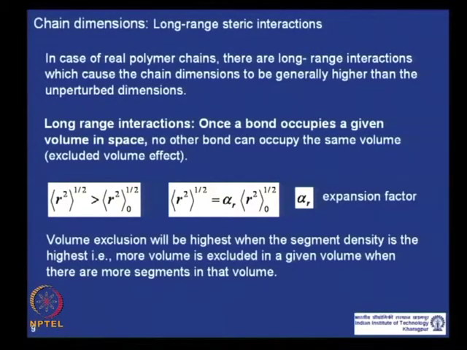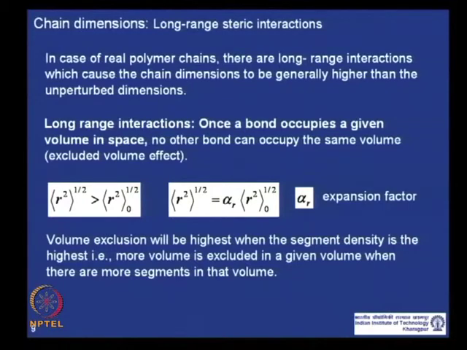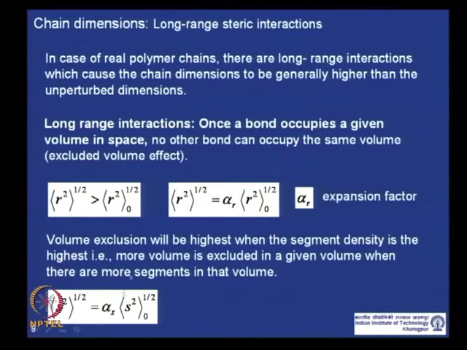Now, as you can think, the volume exclusion would be higher wherever the polymer chain density is much more, because if the polymer chain density is more, then the chances of two segments or two bonds trying to occupy the same space is high. So, the expansion would be much higher there compared to a region where the segment or polymer chain density is lower. That is the reason we cannot put the same expansion factor in the case of radius of gyration as well. So, we are putting another expansion factor in the case of radius of gyration.